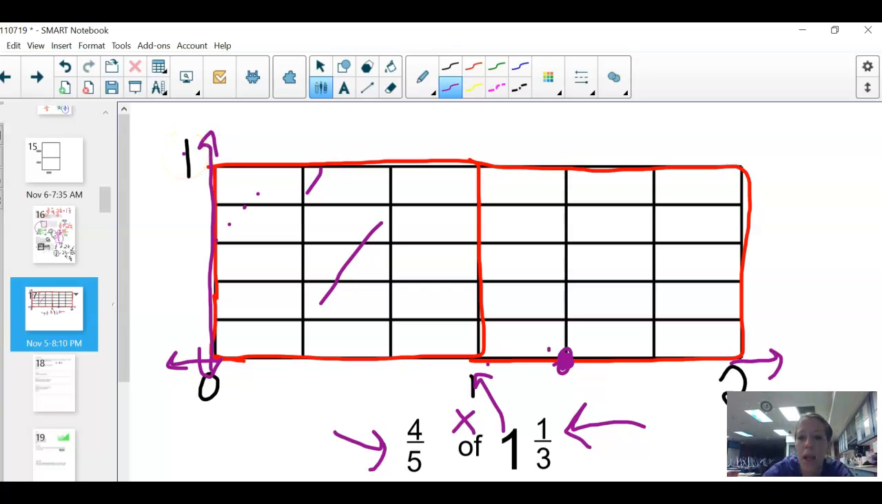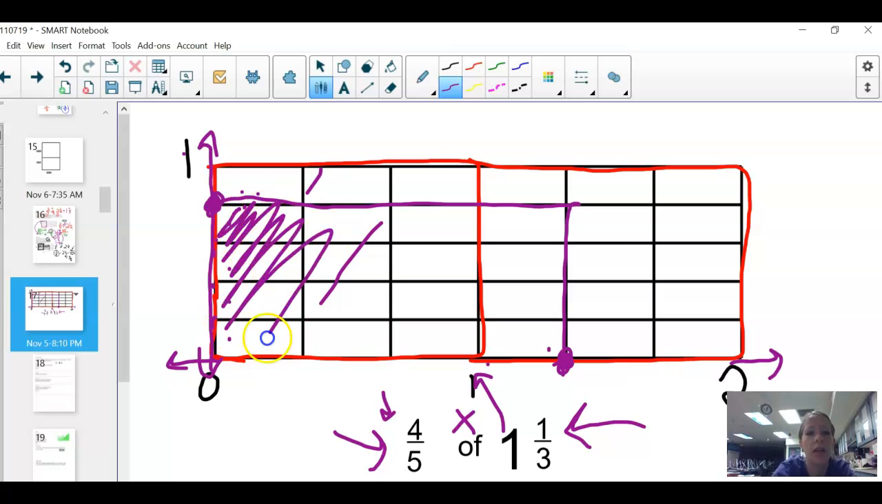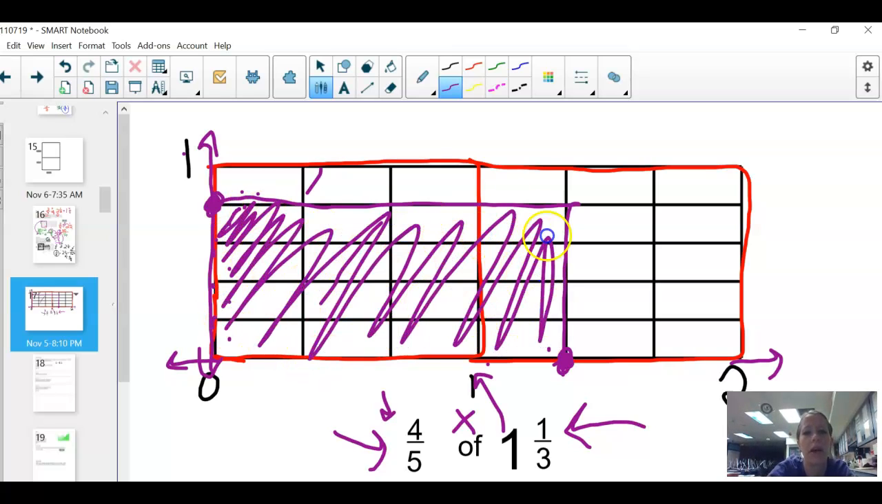0, 1. I'm less than 1 because I don't have a whole number here. I count 1, 2, 3, 4, 5. There are 5 parts, and I want 4 of them. 1, 2, 3, 4. So I want 4/5. Okay, so I want 4/5 of this 1 1/3, excuse me. So now I'm just going to color those. Those are the ones that I have.